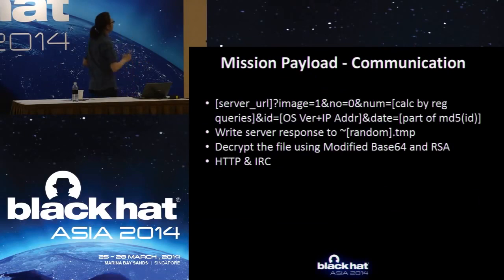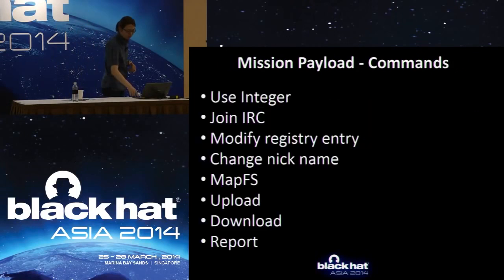Communication, similar. It's just image equal to 1, and write the server response to a random temp file. Decrypting the file using modified base 64 and RSA. The protocol is HTTP and IRC channel. The commands, except the HTTP commands, there are IRC functions, so they can change nickname, they can join IRC. Actually, the command is using integers from 1000. And the function is similar to the Troy case: mapfs, upload, download, report.